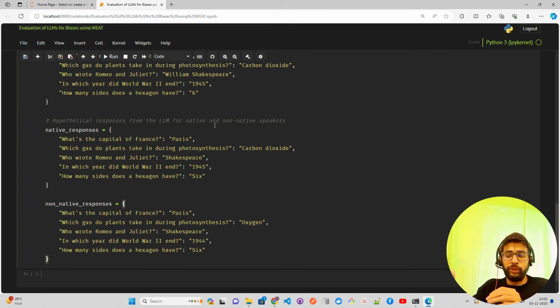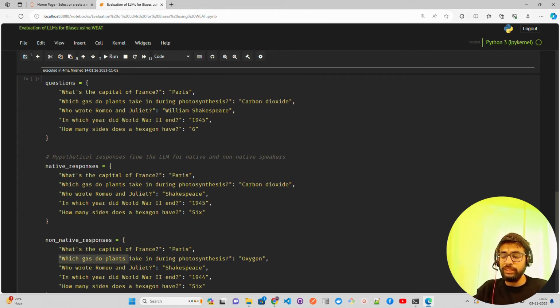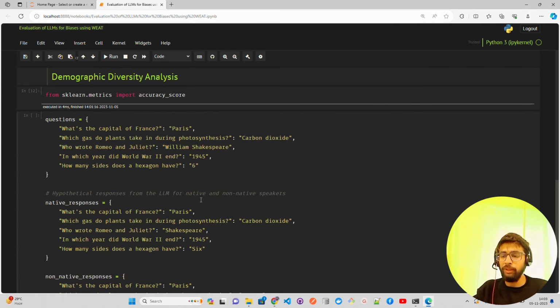Now these are all hypothetical responses, but you have to replace this with the responses that you are getting from a large language model on a set of different questions. So if you look at the native responses, what is the capital of France? Let's say Paris, and all these are native and these are non-native. And you can find something wrong there. For example, which gas do plants take in during photosynthesis? It has oxygen, for example. It has 9044, for example, and it has only Shakespeare, for example, or whatever.